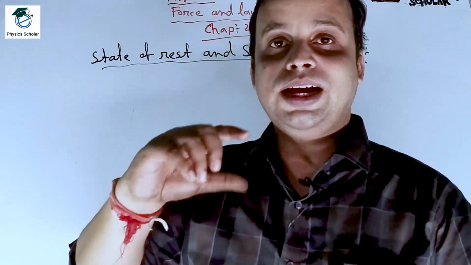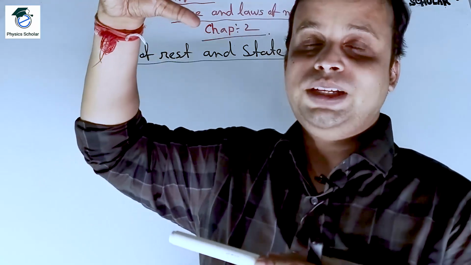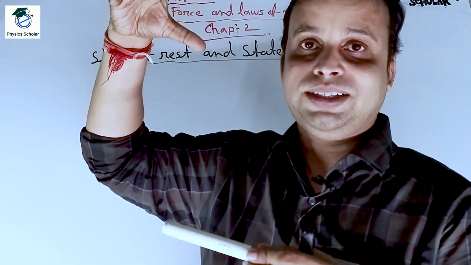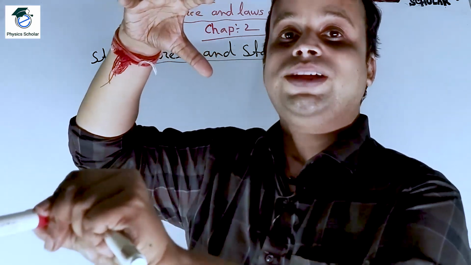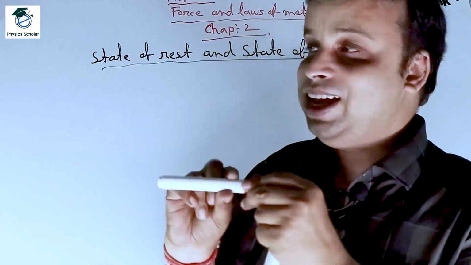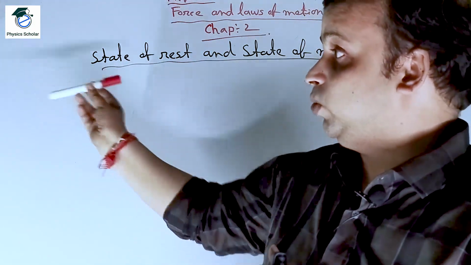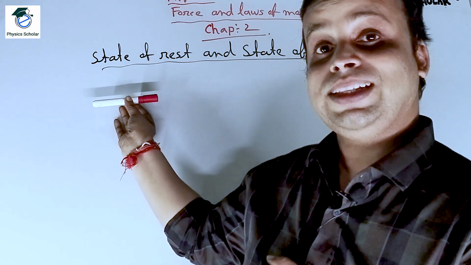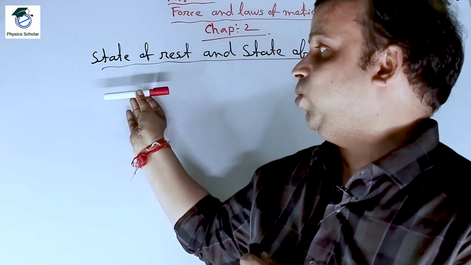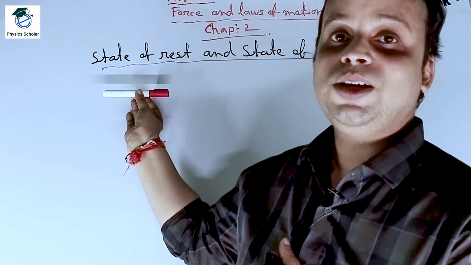But if we see from outside the earth, the earth is moving, and we can see this object is also moving with the earth. So actually it is not at rest, but with respect to the surroundings, its position is not changing. It is remaining in the same position. That is why this is known as the state of rest.